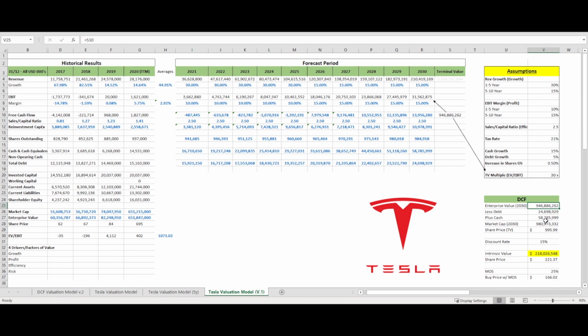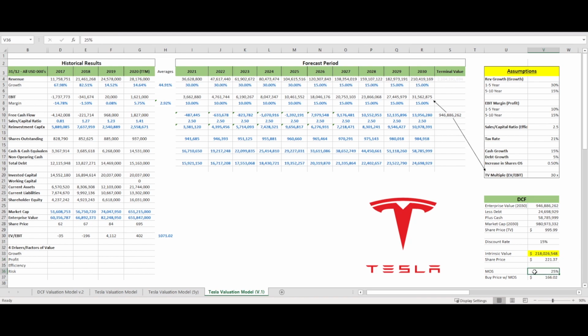So we've got the enterprise value. To get our market cap, we're going to have to less the debt plus the cash in 2030. As you can see there, that gets us to just shy of $1 trillion in 2030, share price of 995. Based on a discount rate of 15%, that's telling us the intrinsic value of all of those cash flows today is $218 billion or $221 per share.